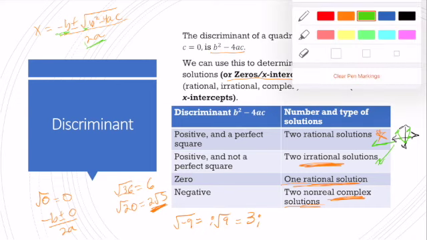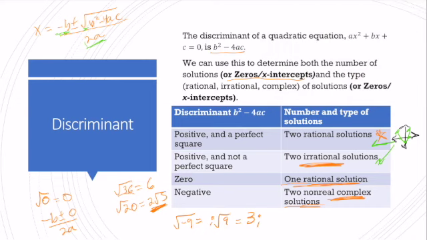If I have one rational solution, that means that the vertex of my parabola, which is something we haven't quite talked about yet, but it's where my graph changes directions, where it goes from negative slope to positive slope, is going to be right on the x-axis.